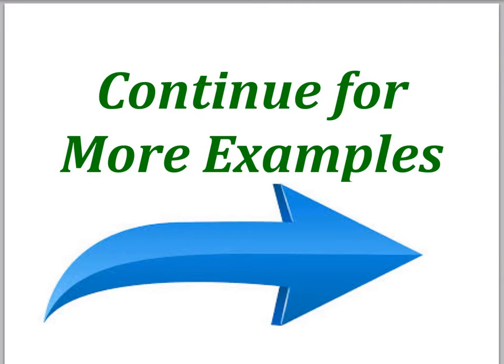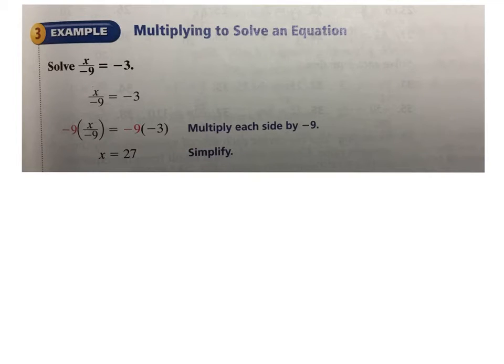Go ahead and continue on for another example from me. Obviously, sometimes we're going to multiply to solve. So this one, I'm going to rewrite just because I want to show the work. So here I have x divided by negative 9. Now again, that fraction bar means division, equals negative 3.